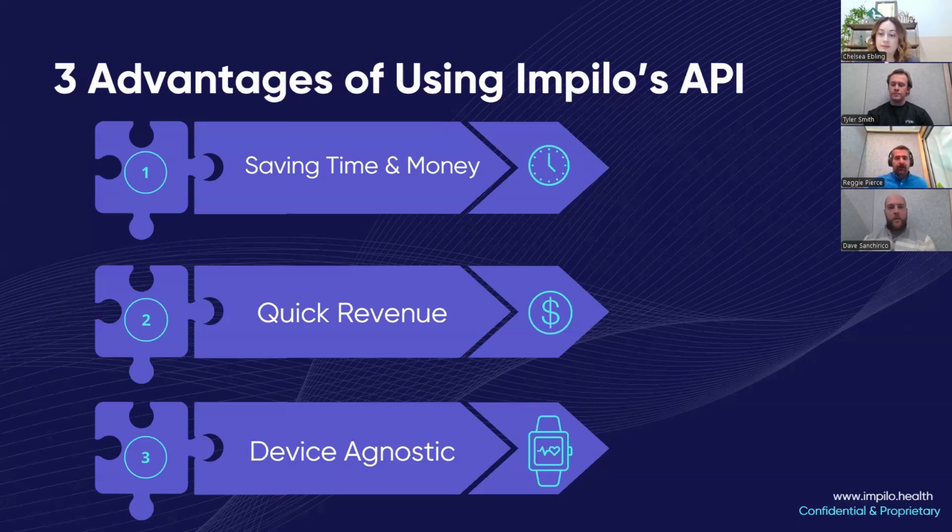Finally, Tyler touched on this a little bit, but we are device agnostic. So when you integrate with our API, the payloads from the data services are going to be in a common data format. You don't have to go out and transform data from TransTech, from telehealth, from different manufacturers. All of it's going to be in one format, and you can add a wide array of devices to your platform just by integrating once with Impilo.